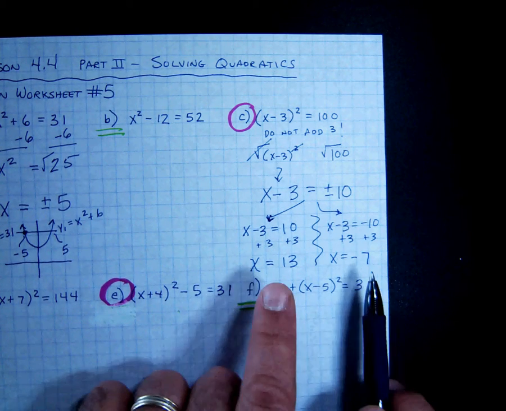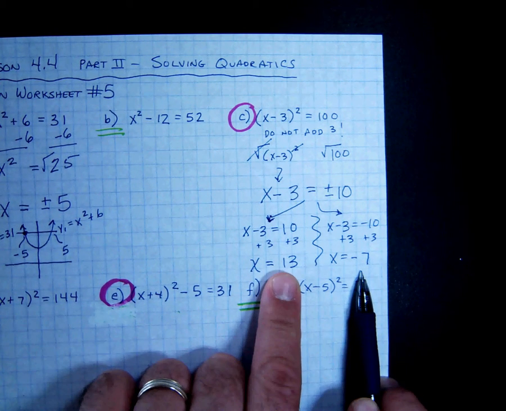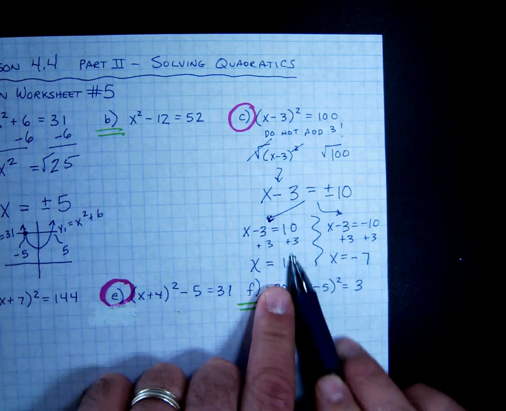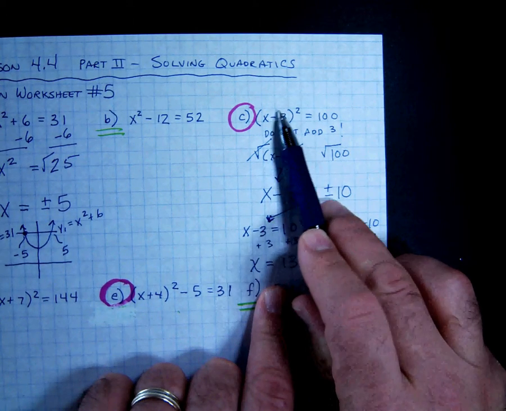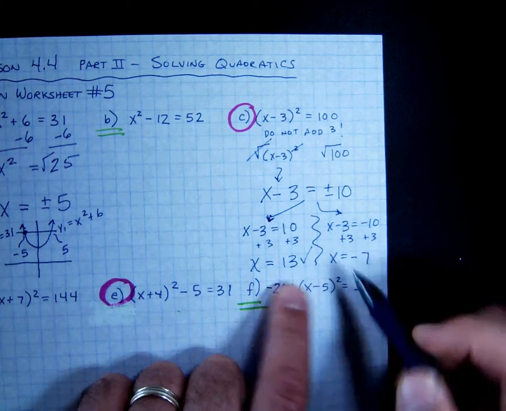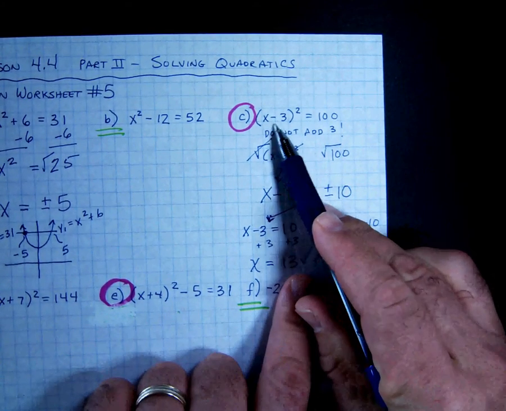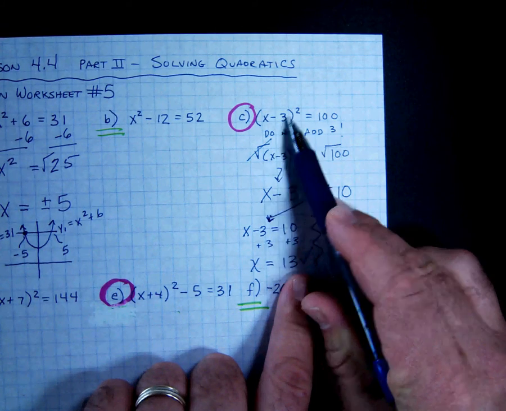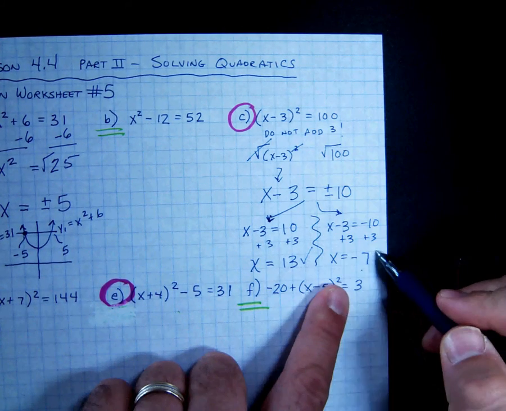By the way, you can always test both answers out in your original problem. If you take 13 minus 3, that's 10. 10 squared is 100. So that's a good answer. Negative 7, take away 3 is negative 10. Negative 10 squared is positive 100. So that's a good answer as well.